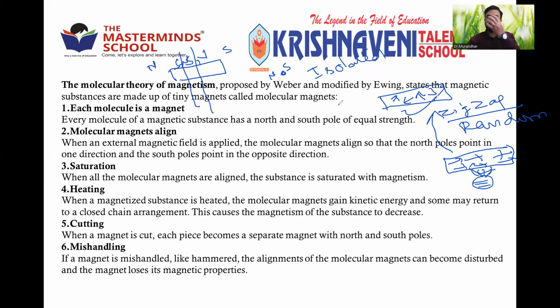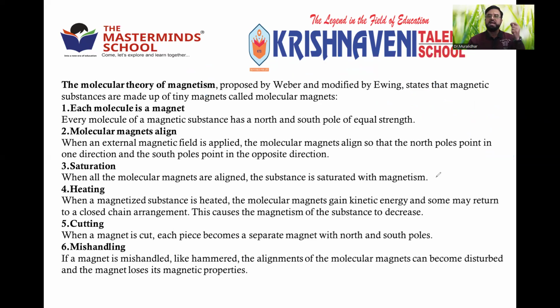If you see in electricity, we can get positive charge separately, negative charge separately. But we cannot get isolated magnets, because a magnet always exists with a pair of poles. That is explained by this theory once again. Okay, we learned about that.